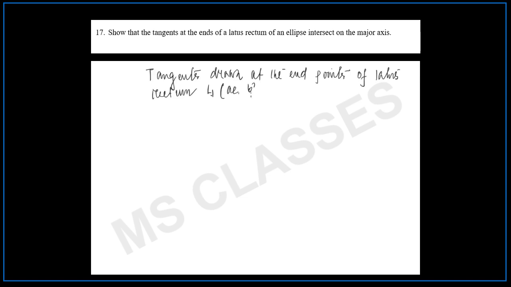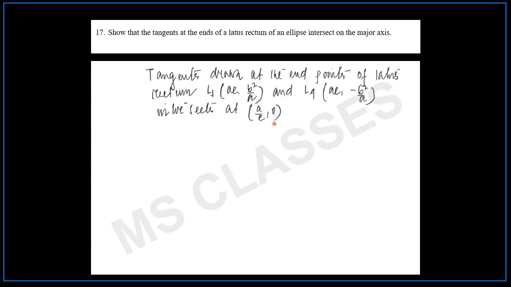So here we can write that the tangents drawn at the end points of latus rectum L1 (a comma b square by a) and L4 (a comma minus b square by a) intersect at a by e comma 0.